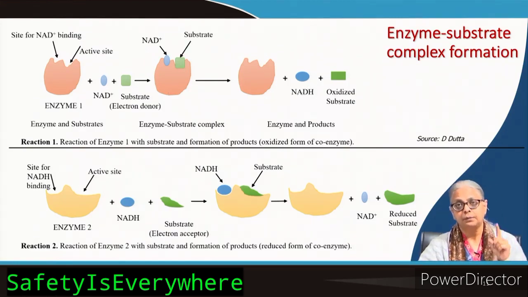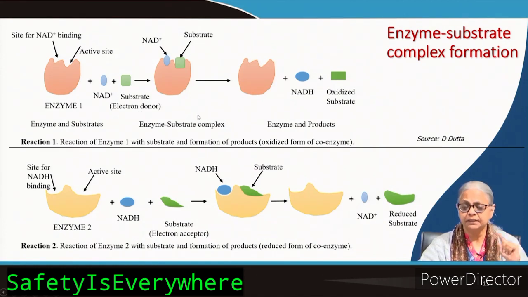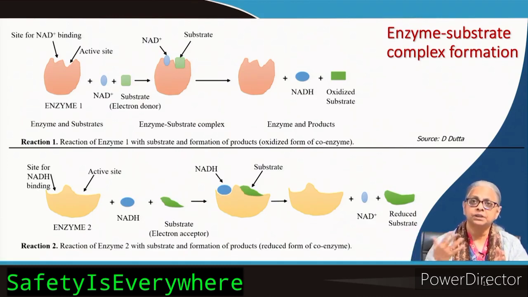NADH picks up a proton and an electron. So one of the things is that the electrons will be picked up from the substrate, the protons from the proton motive force, and NADH will be formed, and then you have your oxidized substrate. So NAD plus has been reduced to NADH and the substrate has been oxidized in the first example. In the second example, the reverse is happening.